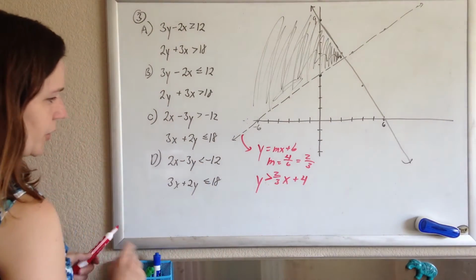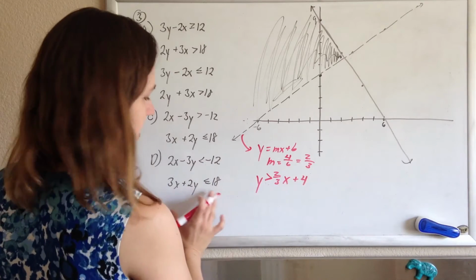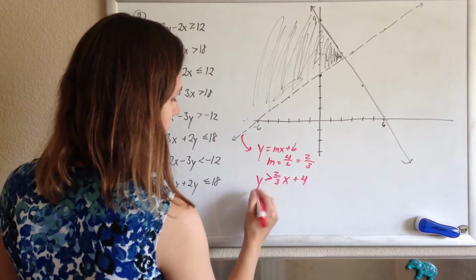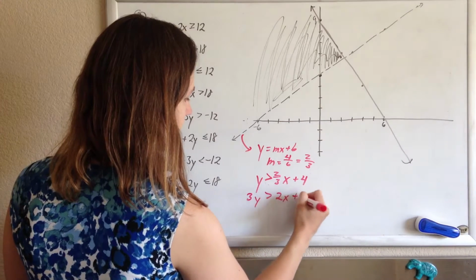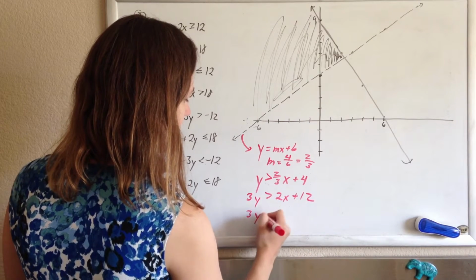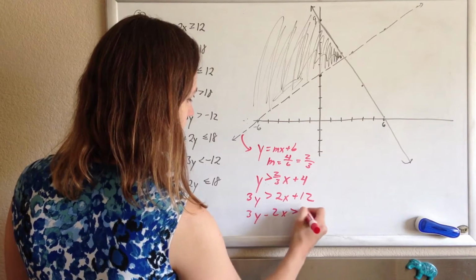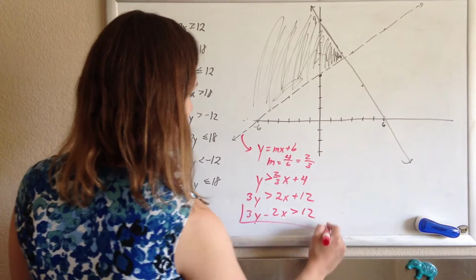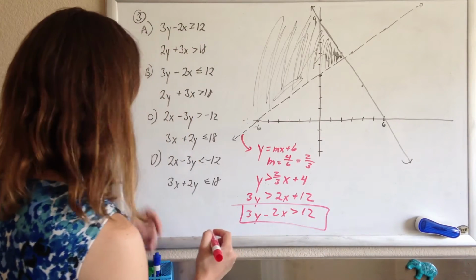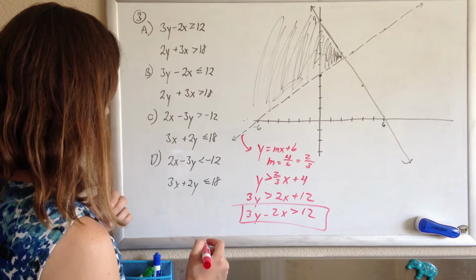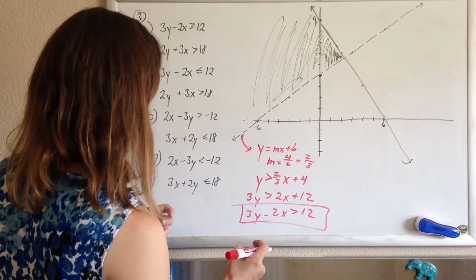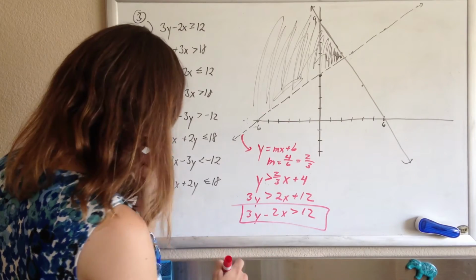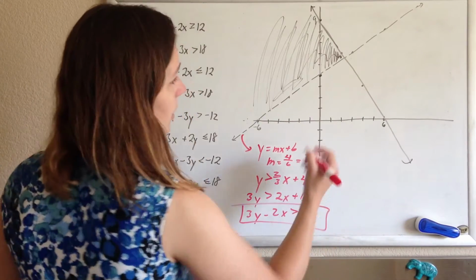So if I want to change this to standard form, I could multiply everybody by 3. So I could say 3y is greater than 2x plus 12. So 3y minus 2x is going to be greater than 12. So that's one of them. And we'll go ahead and find the other.